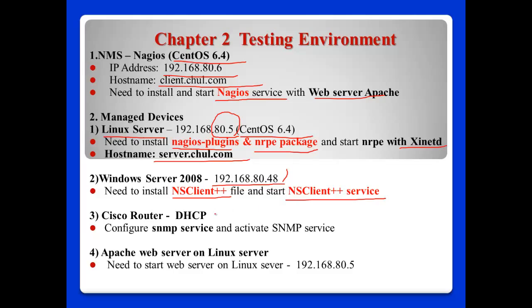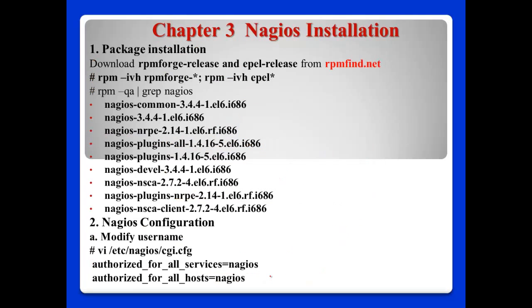The Cisco router will have an IP address from DHCP, and this router needs the SNMP service configured and activated. For the Apache web server, it is this Linux server here, which will have 80.5, and the web server needs to be started. Okay, chapter 3, Nagios installation.